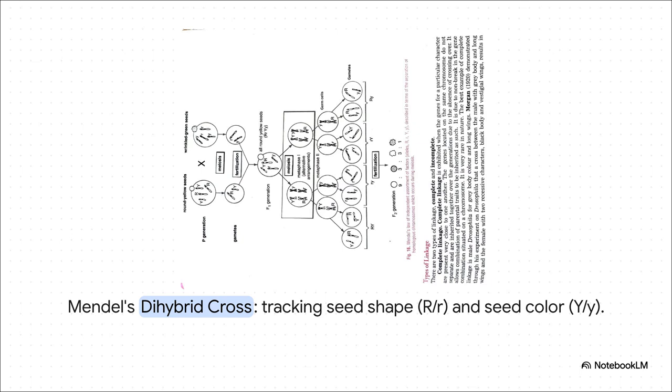He started by crossing a plant that was pure for both dominant traits, round and yellow seeds, with a plant that was pure for both recessive traits, wrinkled and green. The first generation of kids, as you see there, were all hybrids, showing both dominant traits. But the real test, the moment of truth, was what happened when he crossed those hybrid kids together.